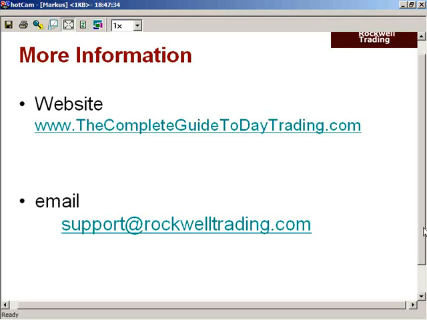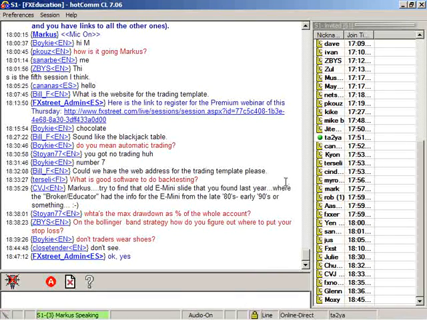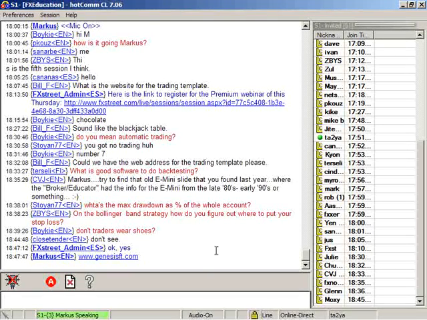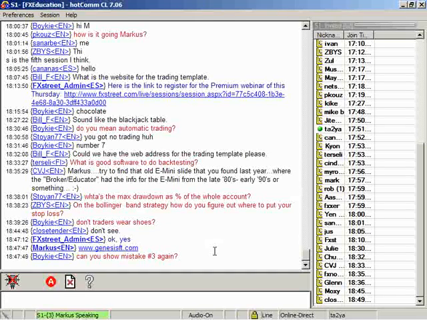Tercilla is asking what good software to do backtesting. Well, there are a couple of programs out there. TradeStation does a good job here. Metastock does a good job. My personal favorite is Genesis Financial Trade Navigator. Their website where you can download a free trial is genesisft.com. www.genesisft.com. And it should appear in the chat here. I hope so. Okay.